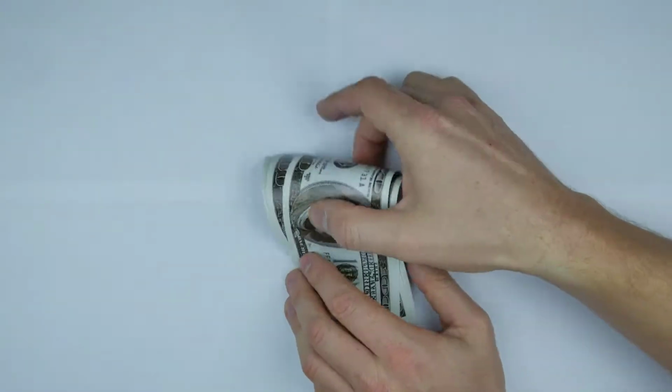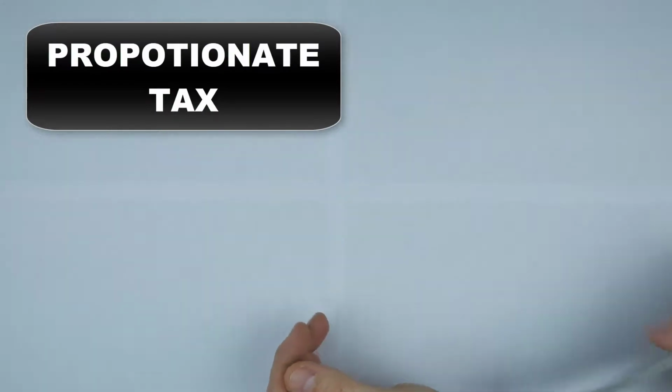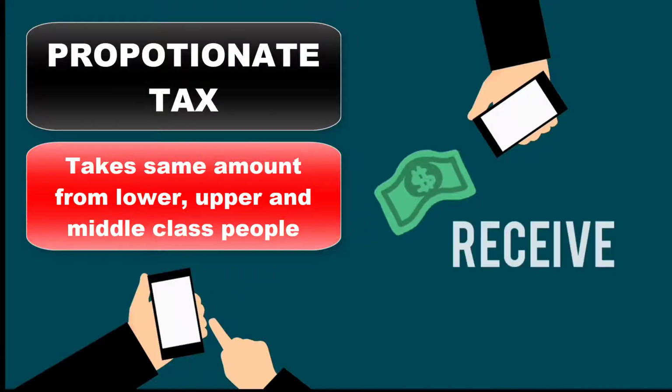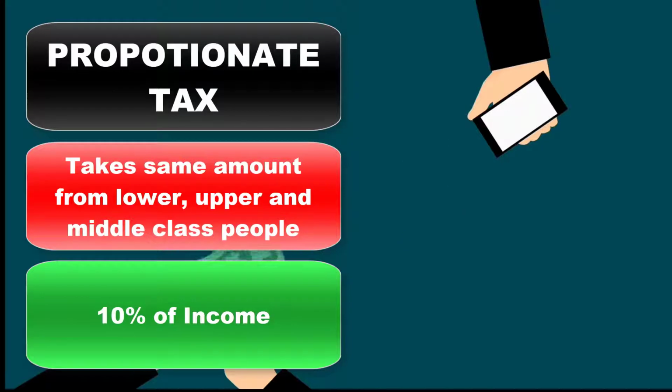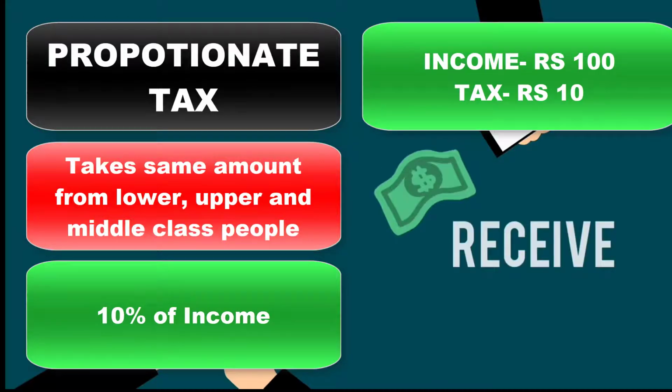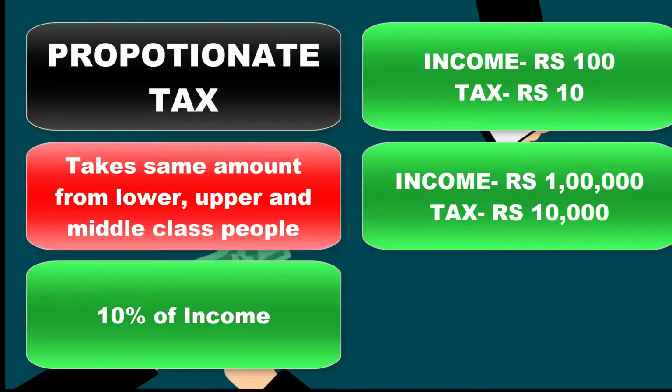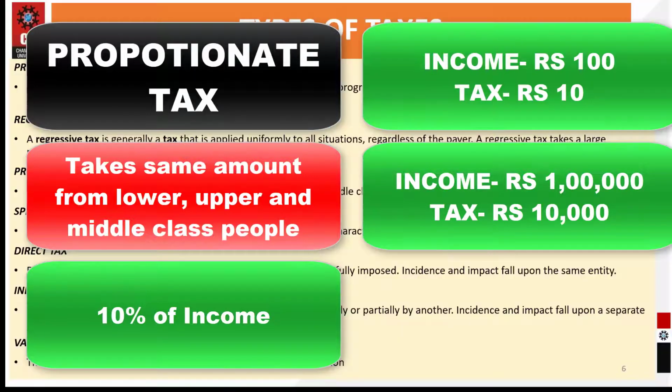The next tax after regressive tax is proportionate tax. This tax takes the same percentage of tax from lower, upper and middle class. For example, if the government says that everyone deposit 10% of your income with the government, then the person who is earning 100 rupees per month has to deposit 10%, that is 10 rupees, and the person earning 1 lakh rupees per month has to deposit 10,000 rupees to the government. If any such kind of tax is there, that tax will be proportionate tax. Right now, proportionate tax is not being practiced in India.